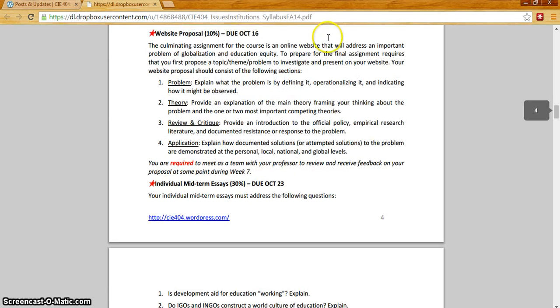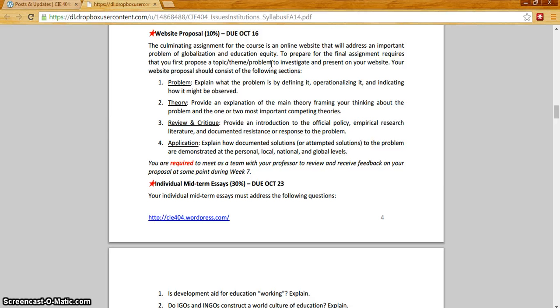Next, so the big group project for this class is to develop a website. Right? You'll be developing a website with a group, and we will assign groups also on the first or second week of class. And it's going to go through a couple of iterations.